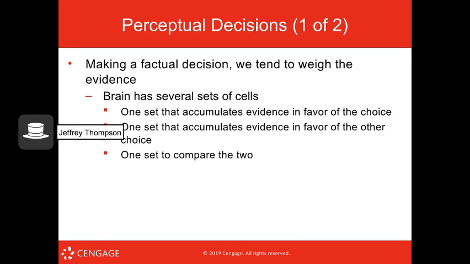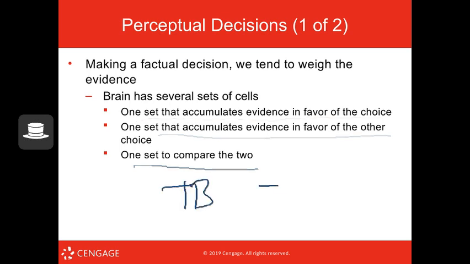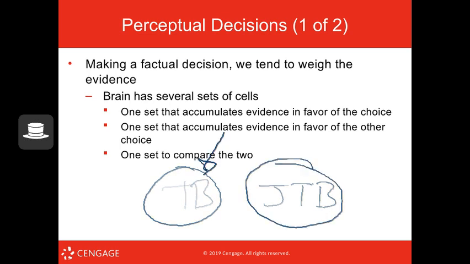When we're making a decision, we have several sets of cells that are responsible for helping us make that decision. One set of cells is going to accumulate evidence in favor of one choice, and then we have another that's going to accumulate evidence in favor of the other choice, and then we have a set of cells that is going to help us compare the two. So I'm very hungry, and I'm like, do I want to go to Taco Bell or Jack in the Box? And so I have my cells that say, hey, yeah, Taco Bell. And I also have my Jack in the Box cells. And then I have a set of cells that are helping me compare the two.